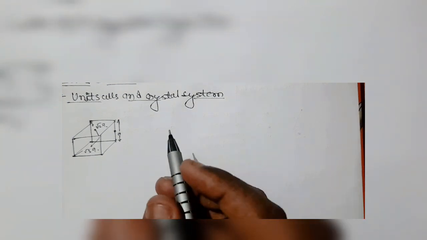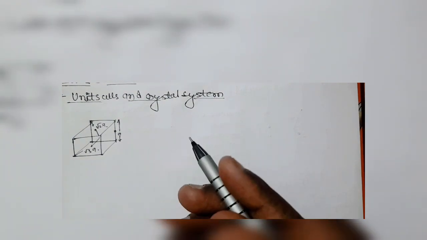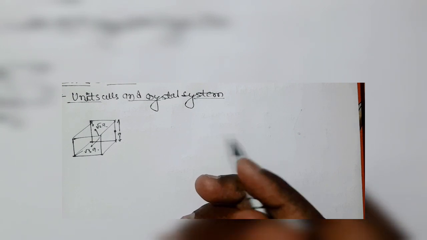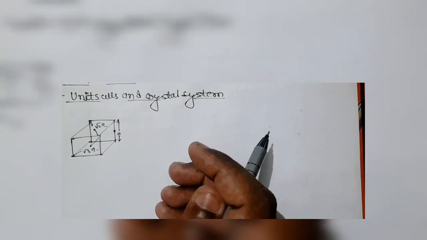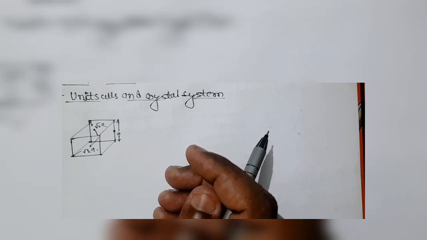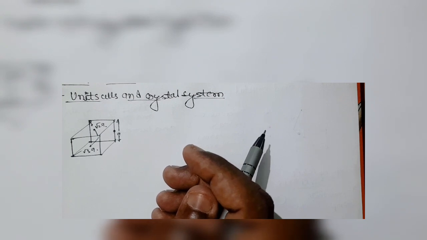So again I will spell that: it has 8 corners, 12 edges, 12 edge centers, 4 body diagonals, 6 face centers, 6 faces, and 1 body center. This is the important information about the cube that we have to remember before starting the unit cell.